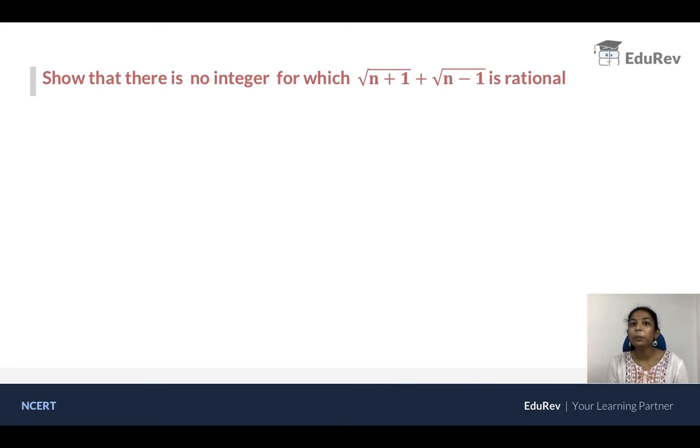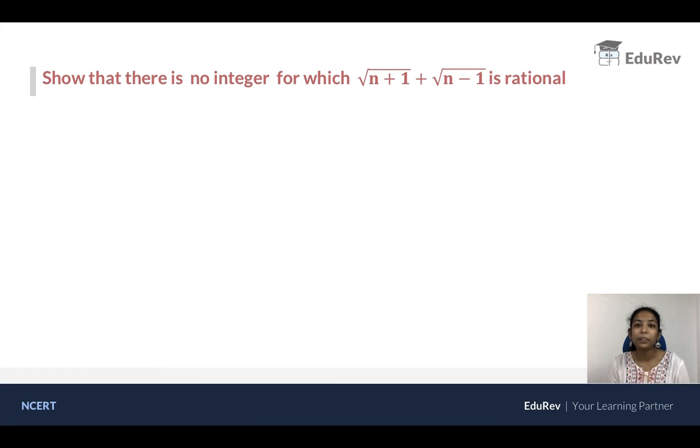We will again be using the method of contradiction. So what will be our statement? Root of n plus 1 plus root of n minus 1 is rational. And we will proceed further. What do we get at the end? The assumptions that we have taken were wrong. So with the method of contradiction, I can prove that the given assumption is wrong.